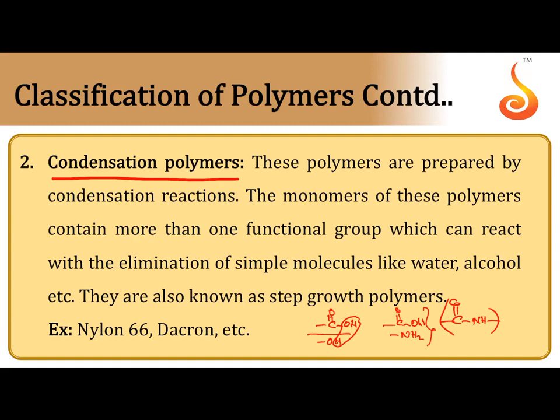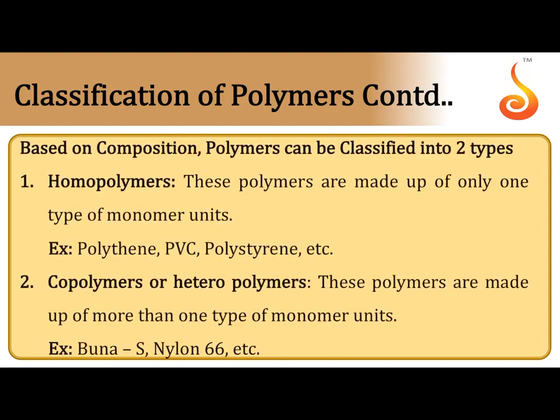So polyfunctional monomers are monomers containing two functional groups. Sometimes both the functional groups may be identical, sometimes they may not be identical. So polyfunctional monomers get condensed either by ester bond formation, esterification, or by amide bond formation. So we can get two types of condensation polymers, polyesters as well as polyamides.